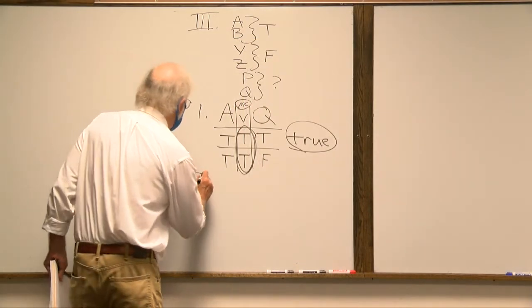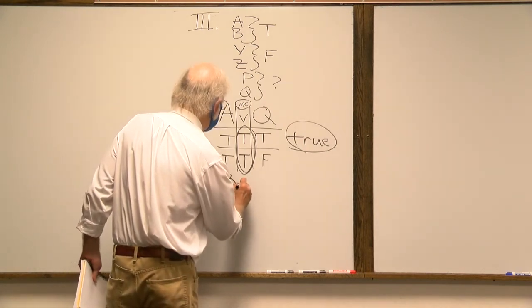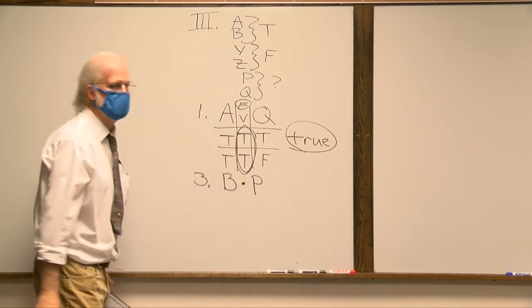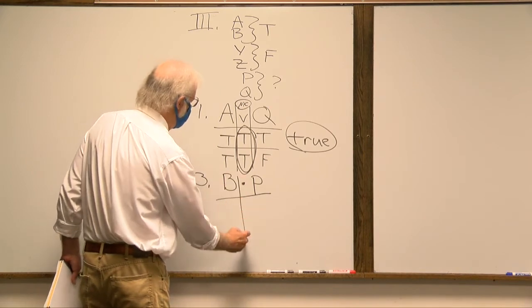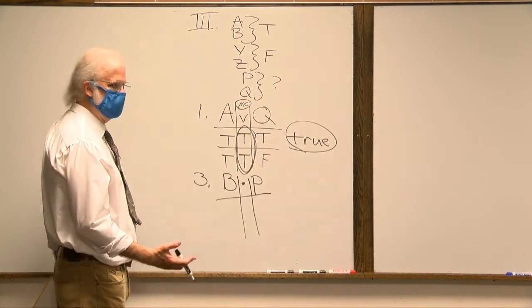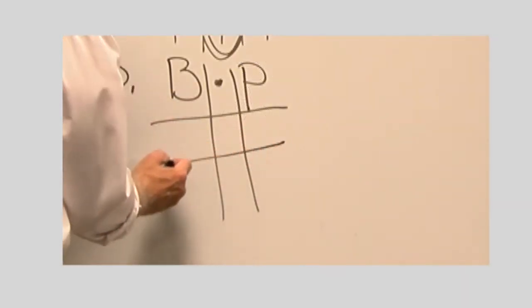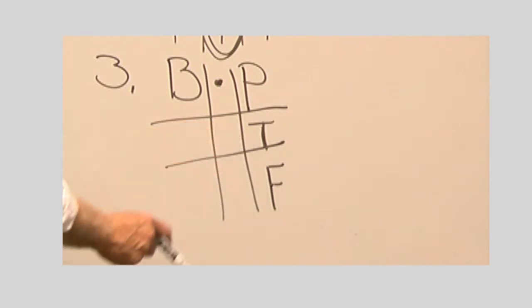Let's try that with the dot. Going to number 3 is B dot P. Now, we're going to create a little truth table under it. We don't know what P is, but again, by our realist assumption, we know that P is either going to be true or it's going to be false. So we're going to cover all of the bases, all of the possibilities, making it a deductive process by having one row where P is true and one row where P is false.